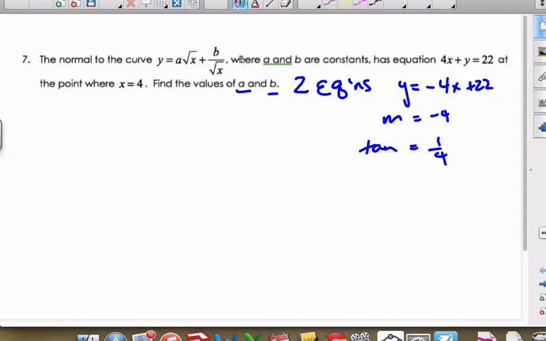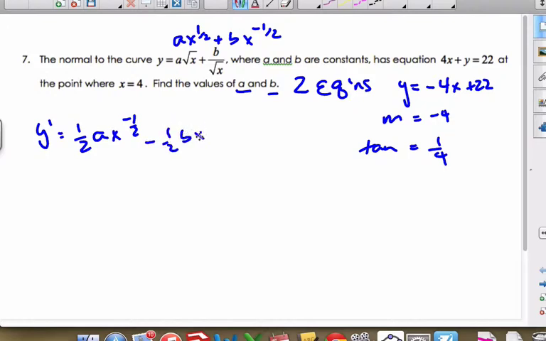So if I take the derivative of this value, y prime is equal to, let me rewrite this, ax to the 1/2 plus bx to the minus 1/2. So taking the derivative, I get 1/2 ax to the minus 1/2 minus 1/2 bx to the minus 3/2. So I know that this derivative is equal to 1/4 when x is equal to 4. So when it's equal to 4, the derivative is 1/4 positive.